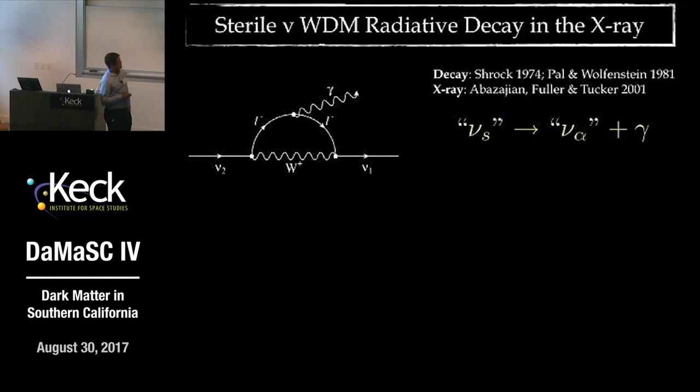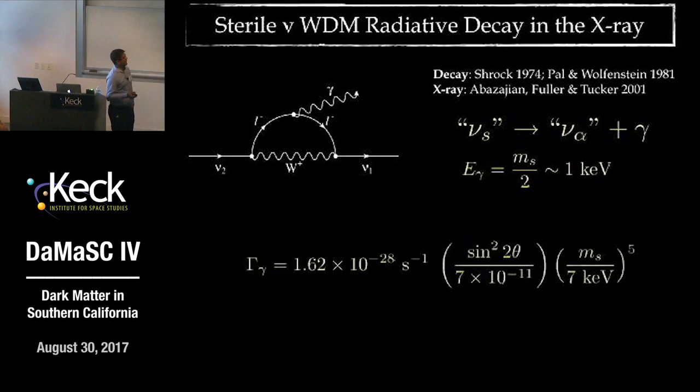Sterile neutrino dark matter has a loop process because of its mixing with active neutrinos. That massive eigenstate, the massive sterile neutrino dominated eigenstate, actually has a small probability to be active. And in that case, would decay through this loop process to a photon and a lighter neutrino. And so since it's a massive thing going to a massless thing and a nearly massless thing, that photon's energy is going to be the mass scale of the sterile neutrino divided by 2, which turns out to be the keV scale. This is very slow compared to the age of the universe, so it's a good dark matter candidate.